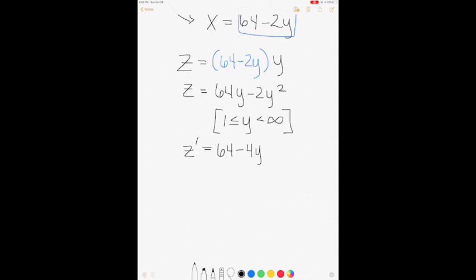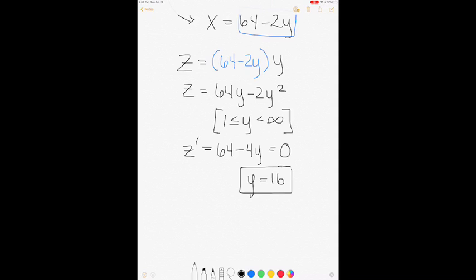So, y, if we set this equal to 0, y is going to be negative 64 divided by negative 4. Y is going to be 16. Okay.